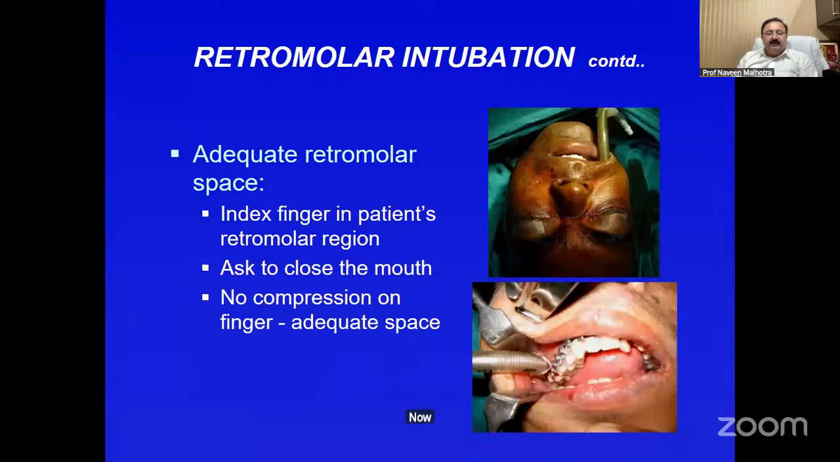Now, for a successful retromolar intubation, you need to have an adequate retromolar space. And that can be assessed by putting your index finger in the retromolar region and asking the patient to close the mouth. I have measured the outer diameter of my index finger, and I know if there is no compression on this finger, a 7.5 flexometallic tube can easily go through that. If there is no compression on your finger, that means space is adequate.